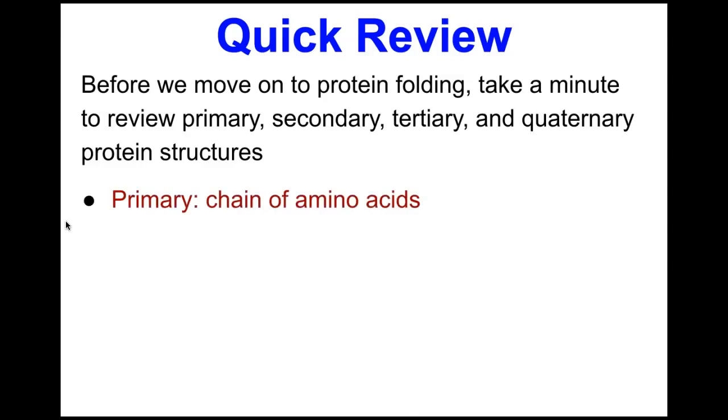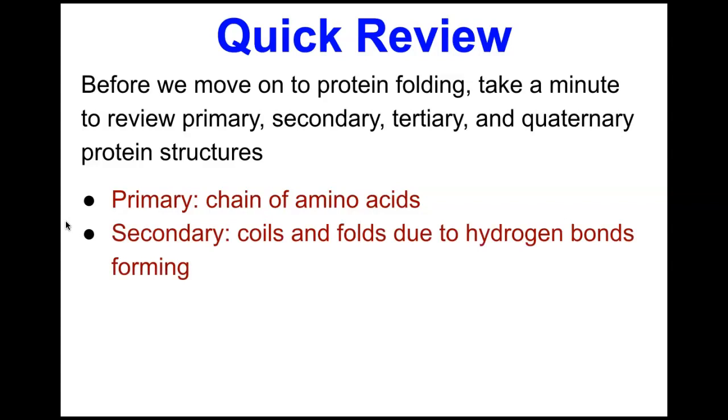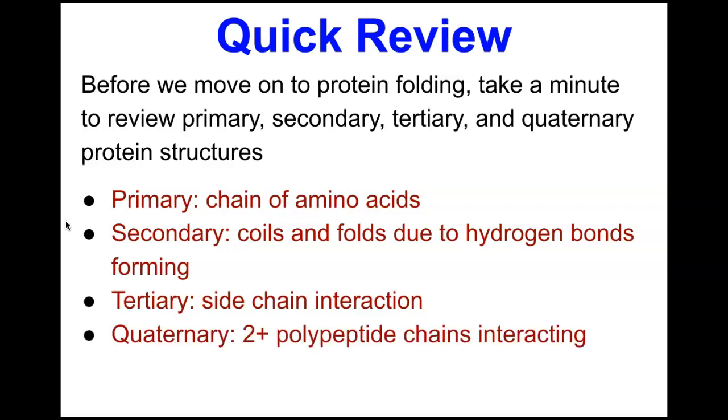So primary is when you have a sequence chain of amino acids. The secondary structure is when that primary structure starts to coil and fold due to hydrogen bonds forming. Then in the tertiary structure, you get those side chain interactions, especially when you get the alpha helix and the beta sheet in the secondary coils, and you start to get those disulfide bridges forming. You get these side chain interactions of the R groups of those amino acids. And then in the quaternary structure, you're going to have two or more polypeptide chains that come together and interact to form the protein itself.